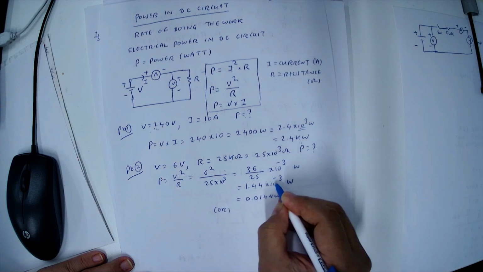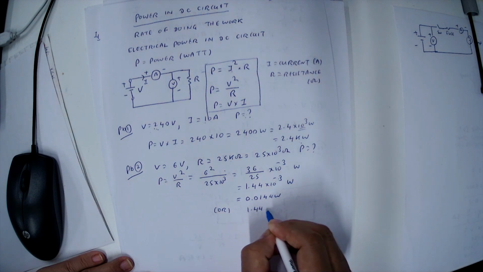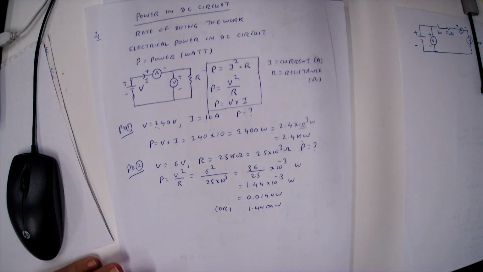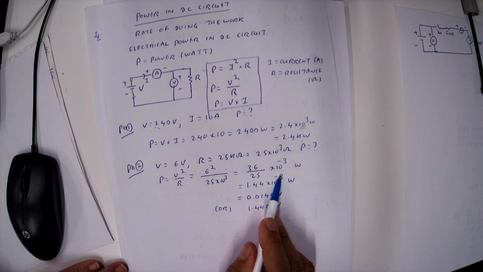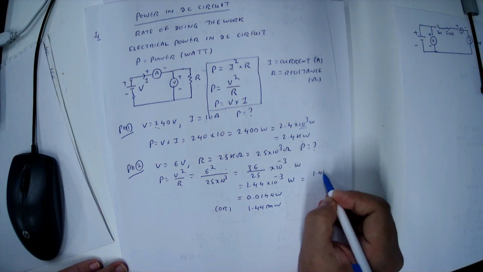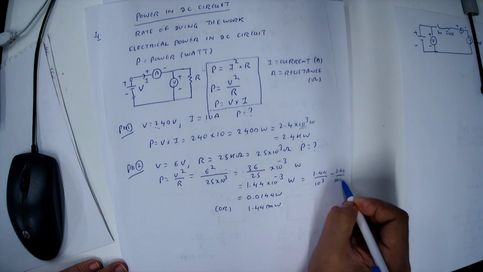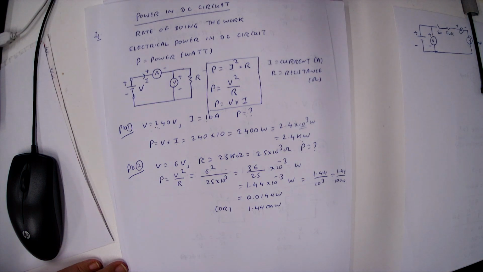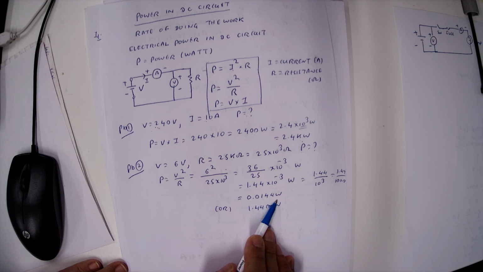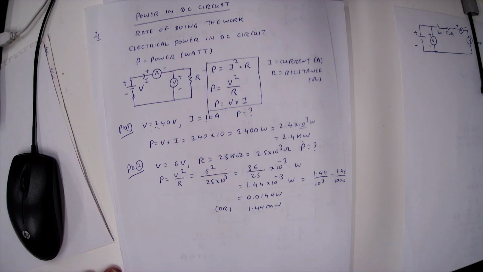Or 10 power minus 3 is a milli. Therefore, 1.44 in milliwatt. So this is the answer. 1.44 multiplied 10 power minus 3 watt, or 1.44 divided by 10 power 3, or 1.44 by 1000. If you divide 1.44 by 1000, you got 0.0144, or the 10 power minus 3 is a milli, so 1.44 milliwatt. So this is the way we calculate the power.